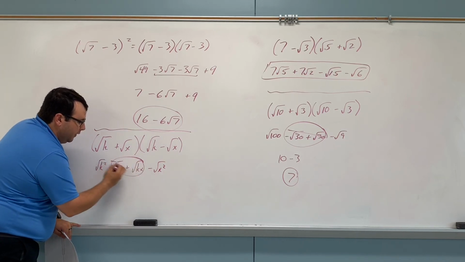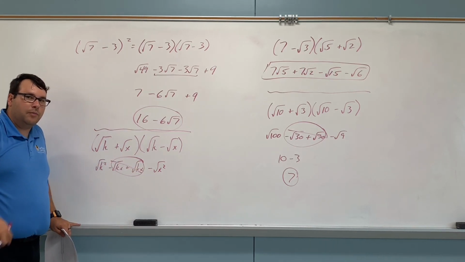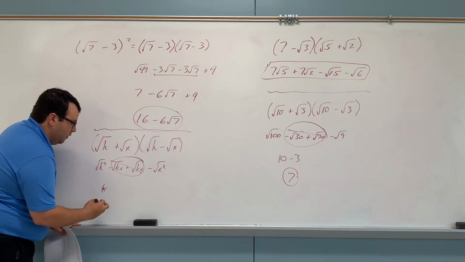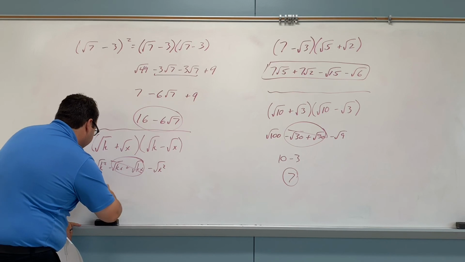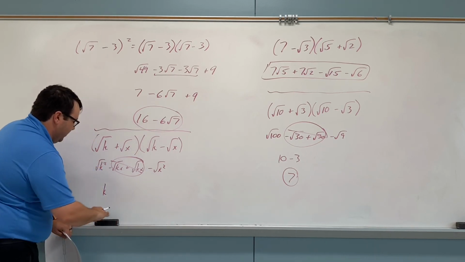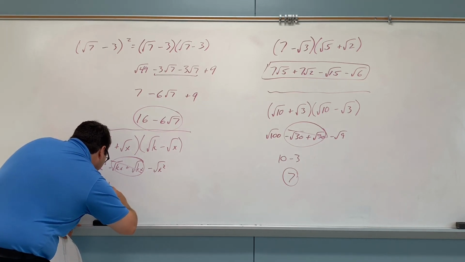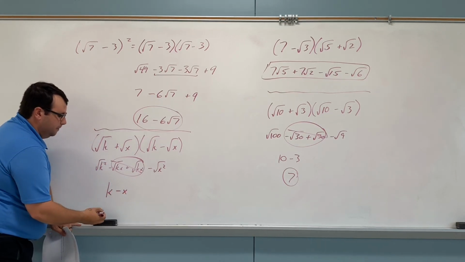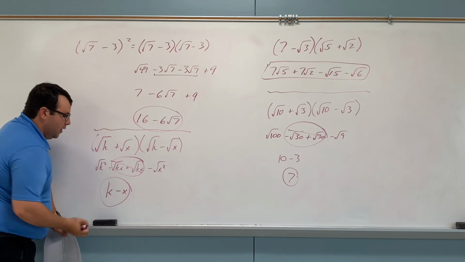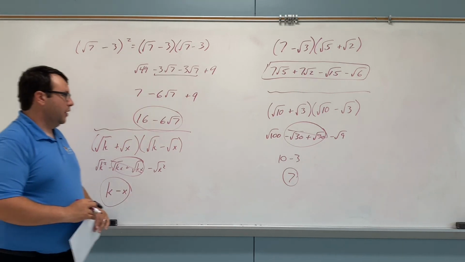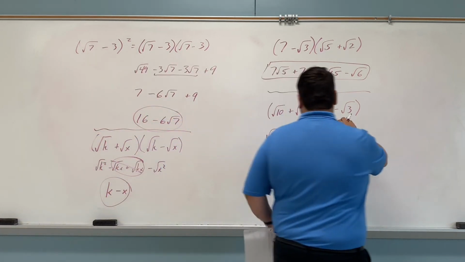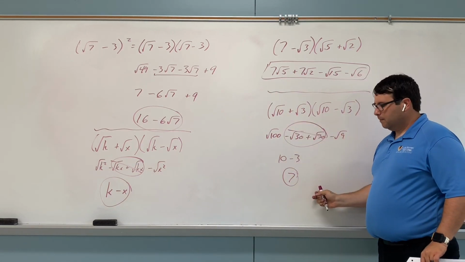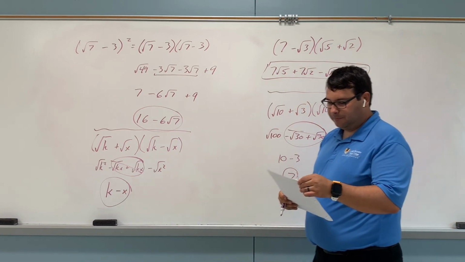These two middle terms cancel. That's inherent with multiplying conjugates. Here, I'm left with k. There's a k, all right, and then minus x. So I'm left with k minus x. And the beautiful thing about conjugates, and you can see that in this case or in this case, is that you are eliminating those radical signs. So it's really cool that way.